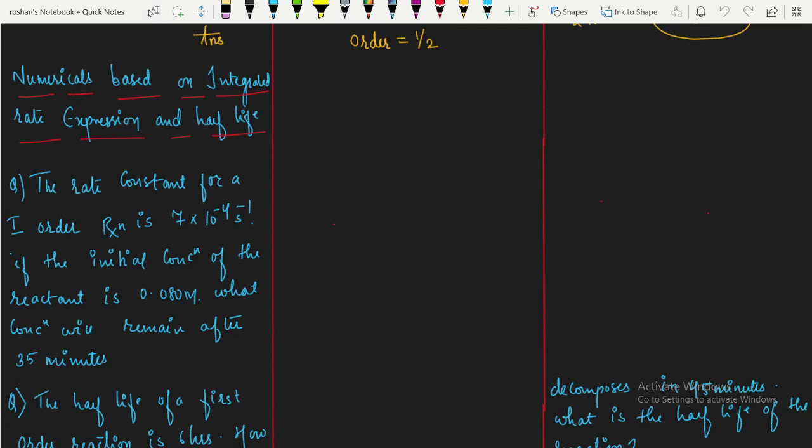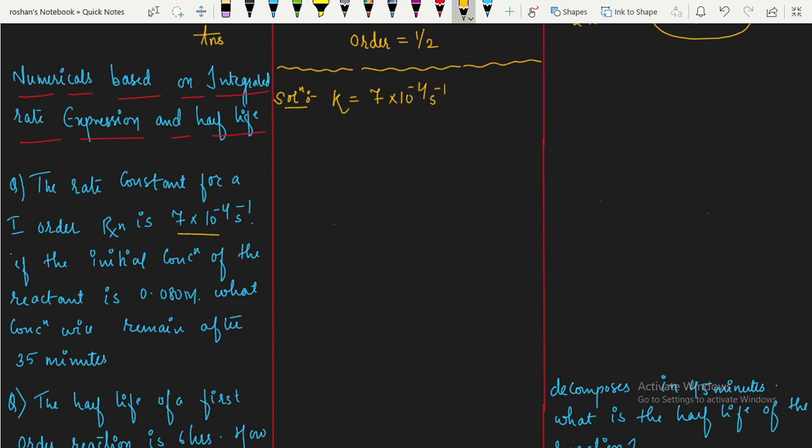So we will be discussing numericals based on integrated rate expression and half-life period now, students. Let's have a look at this question. The question says the rate constant for a first order reaction is 7 into 10 raised to minus 4 per second. Now when the question gives the rate constant, students, rate constant is nothing but K. So the value of K is given as 7 into 10 raised to minus 4 per second.